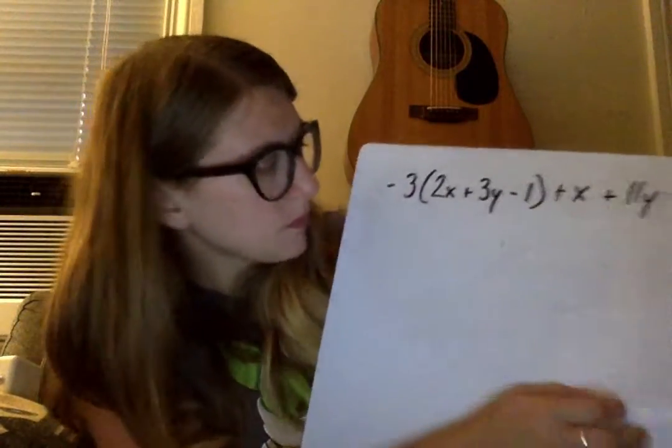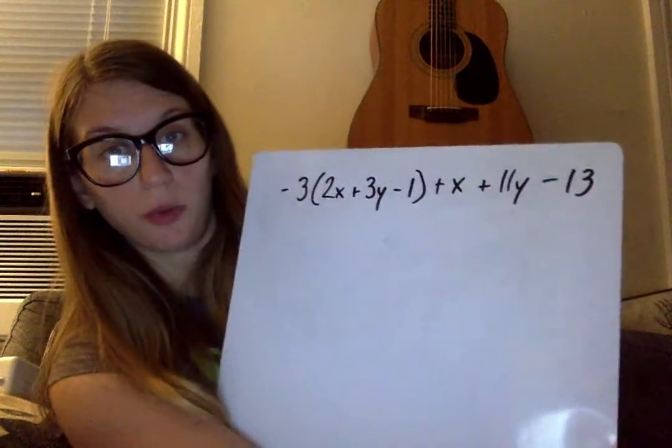So it's negative 3 times 2x plus 3y minus 1, plus x plus 11y minus 13. And I do believe I put the answer underneath in the PowerPoint, but I'm going to show you how I do it. I'm going to distribute first, so you can see the full equation.